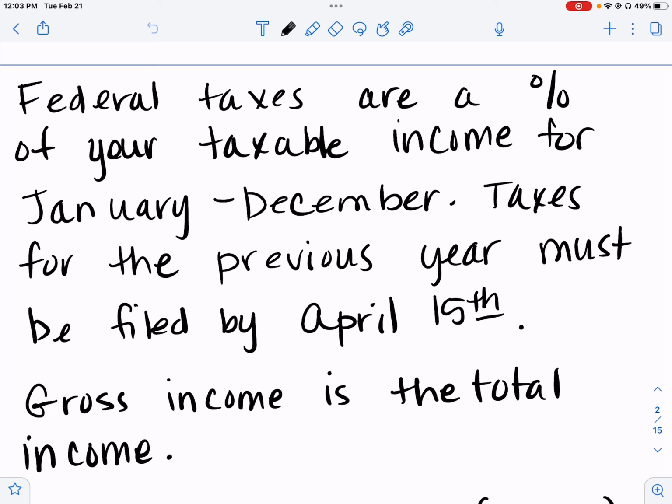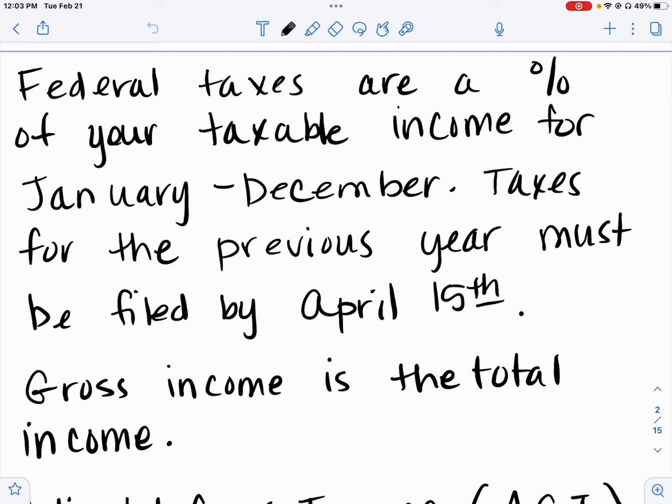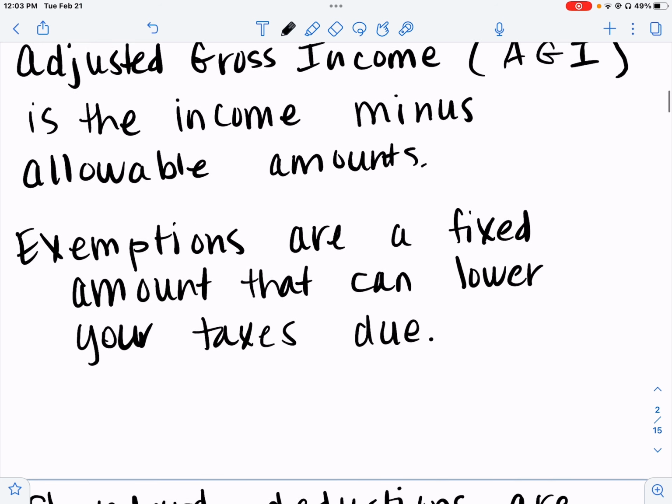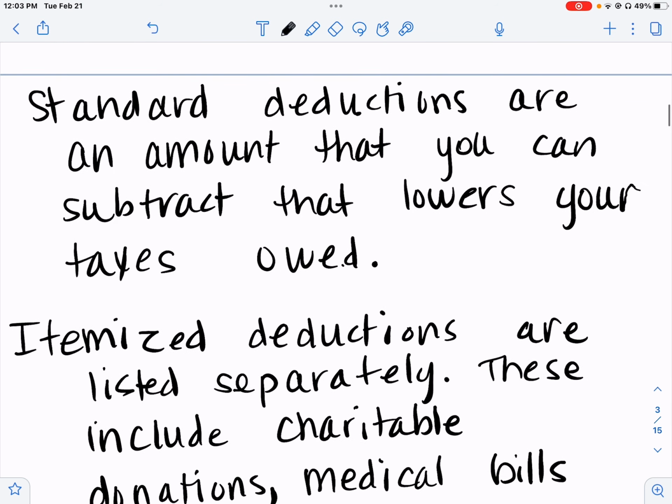Gross income is the total income, and that means before taxes. Adjusted gross income is the income minus allowable amounts. Exemptions are a fixed amount that can lower your taxes that are due. Standard deductions are an amount that you can subtract that lowers your taxes owed.